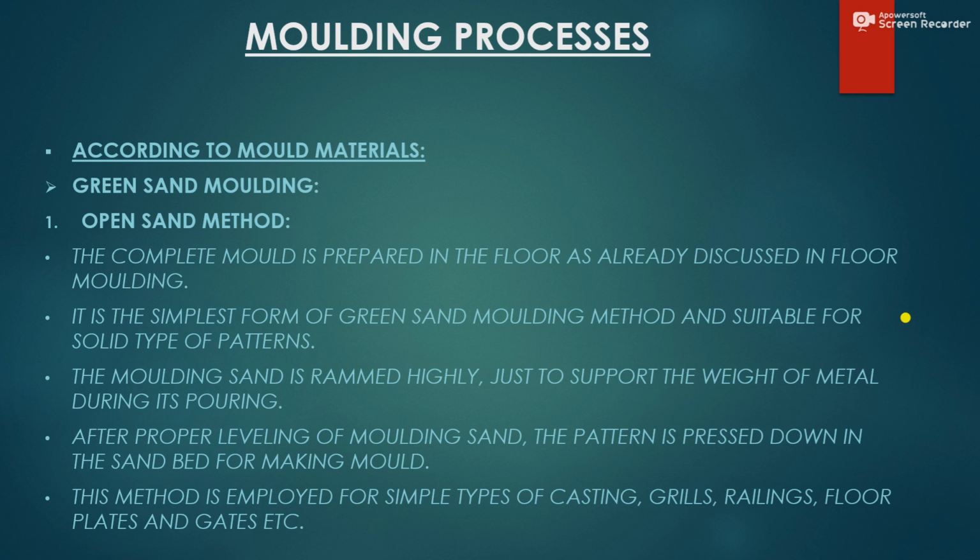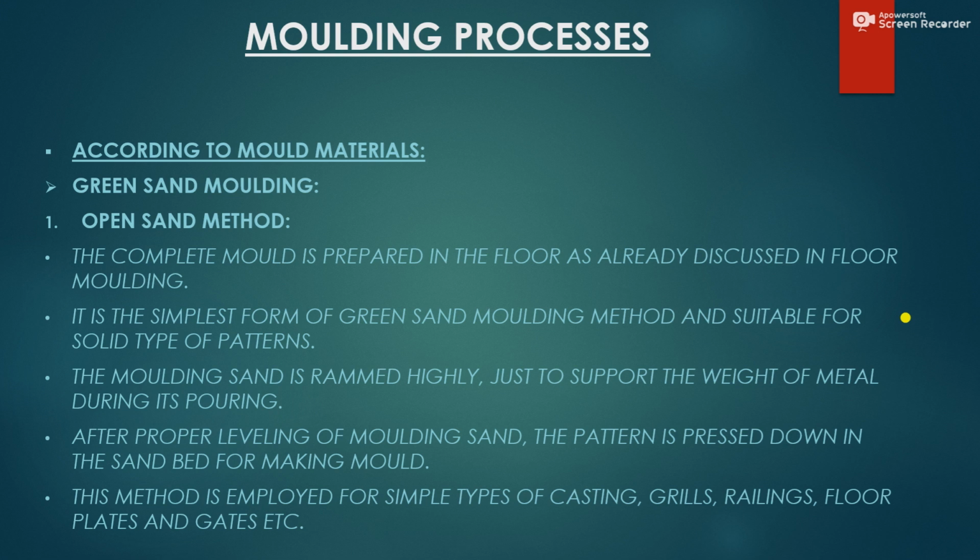Now the method of preparing the green sand mold using the open sand method is, first of all, you prepare the green sand. Then you ram it into the molding box. First you fill the molding box with the sand, then ram it, so that the green sand reaches every nook and corner of the molding box and no spaces are left inside.